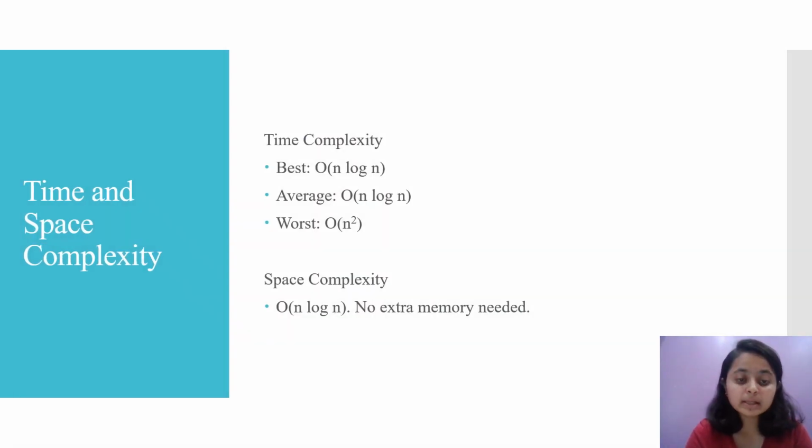Time and space complexity. In the best and average case, quicksort takes n log n time, which is very fast, but in the worst case, it takes n square time, which happens when the pivot is not chosen properly. And for the space complexity, it's always n log n. And here, no extra space is required for quicksort, which uses very less memory.